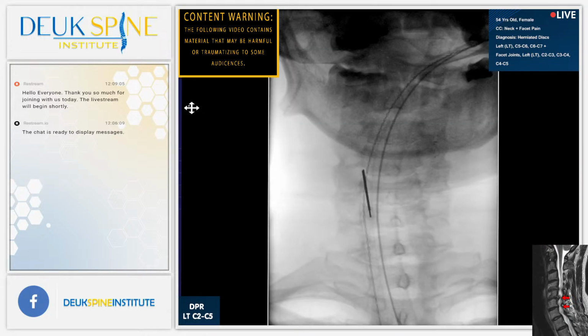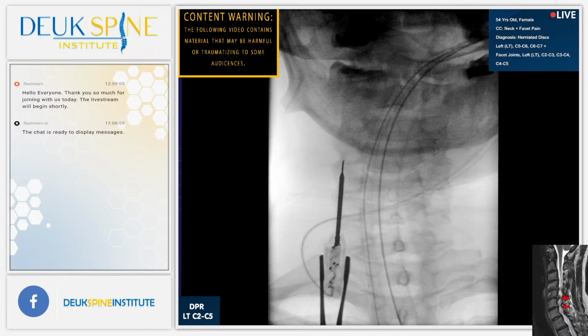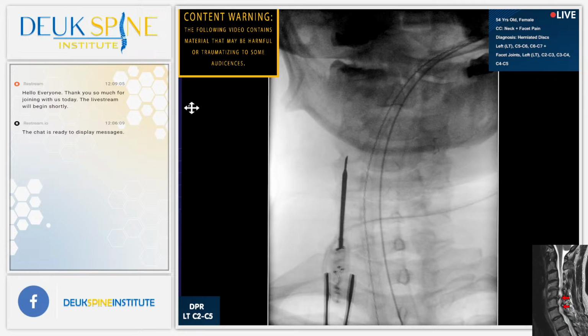Facet pain is basically pain coming from a joint in the back of the neck. These joints are the second most common cause of neck pain. The first being the disc, the second being the facets. So her facet joints are definitely painful based on my exam of her yesterday. And we've recommended that we treat these joints. You can see C2, C3, C4.